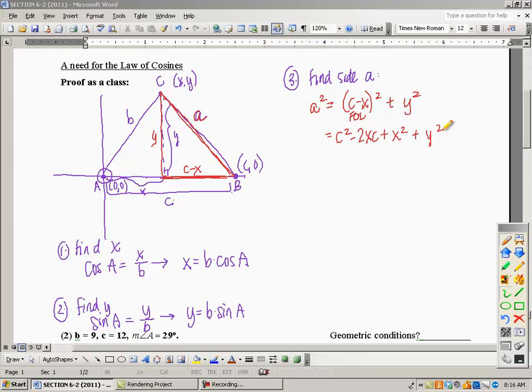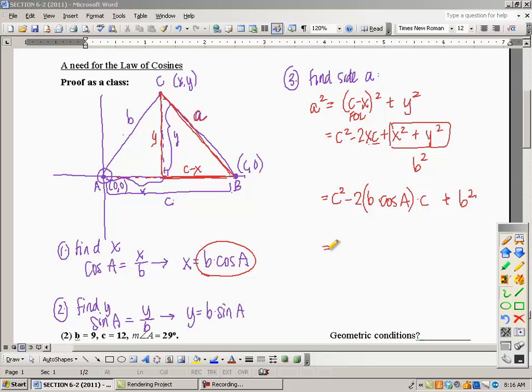And now I'm going to go back to my drawing a second. Because this x squared plus y squared, if I look at my drawing, that's this other triangle. So if I look at this x squared plus this y squared, I get b squared. So I'm going to rewrite this again. C squared minus 2, and I'm going to replace the x with what I found before, b times the cosine of A times, I don't want to forget that c, plus b squared.